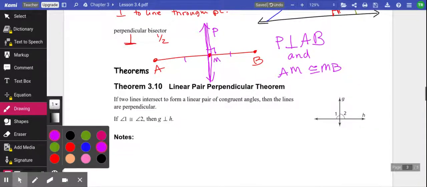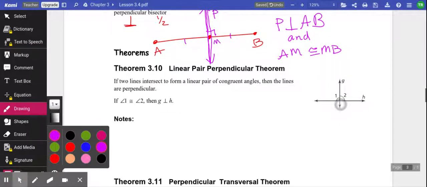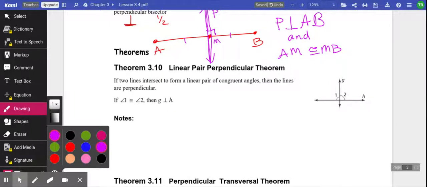All right, so we got some theorems. The linear pair perpendicular theorem. Now, before you even think about it, if 2 lines intersect to form a linear pair of congruent angles. Okay, first of all, linear pair means that they have to be 180, right? If they're congruent, they've got to be equal. So they both have to be 90 degrees. If these are both right angles, then isn't that what it means to be perpendicular? Perpendicular lines intersect to make a right angle. Okay, that's the idea behind that proof. I just kind of talked you through how you might prove it.